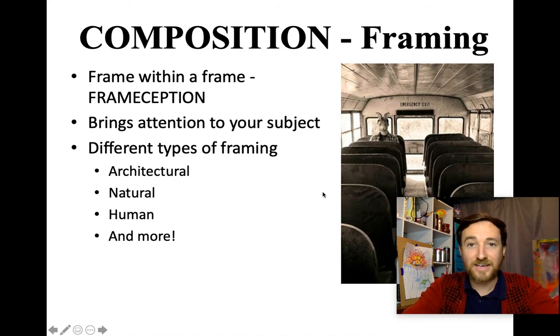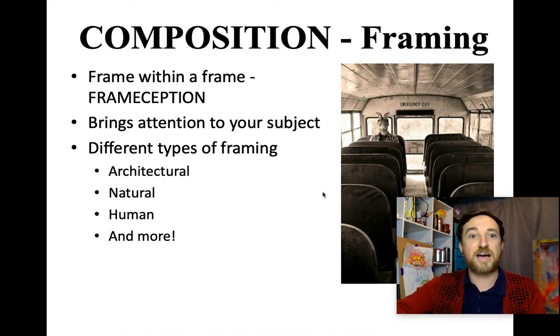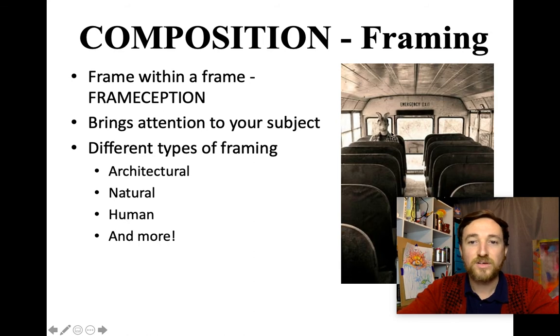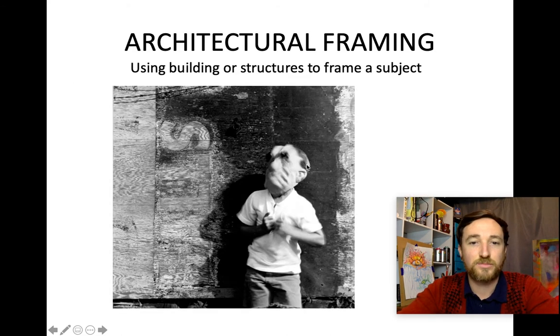Composition and framing. Again, this is a really important element. I want you to have at least 3 pictures that have frame within a frame, or frameception as I like to call it. Notice the picture right here, how the window is framing the main subject of this photograph, right? There's different types. They can be architectural, natural, human, and others. They emphasize, draw more attention into our subject matter.